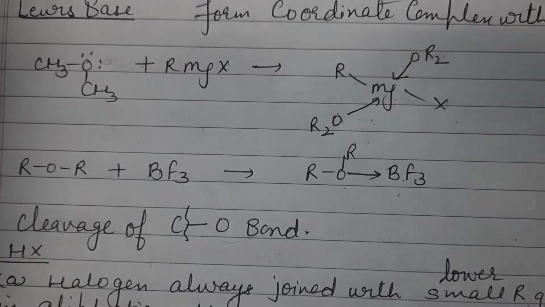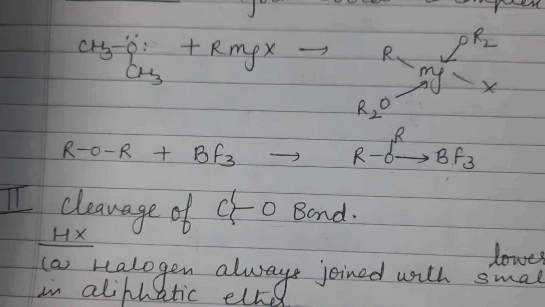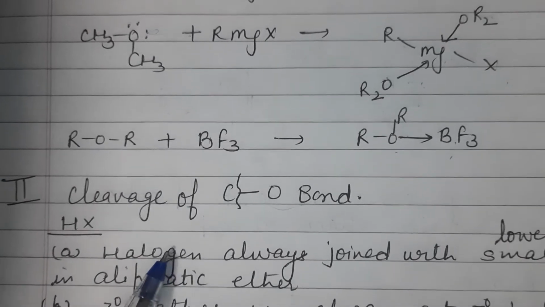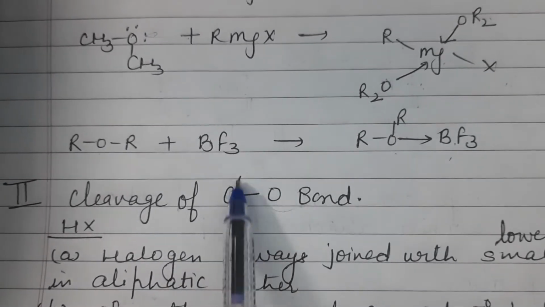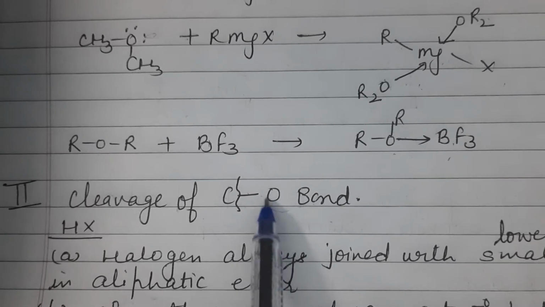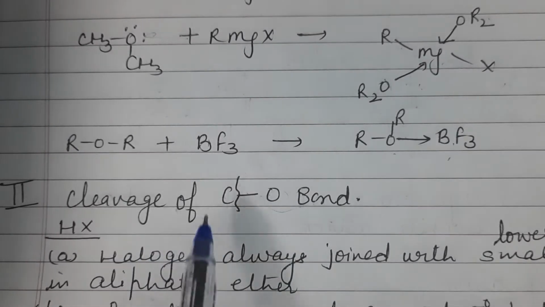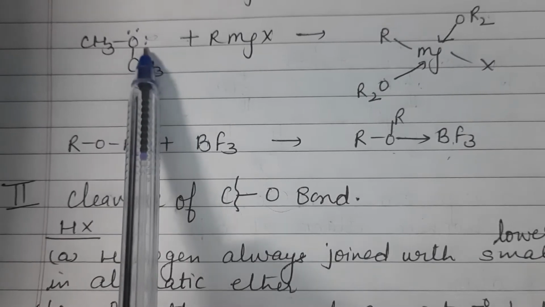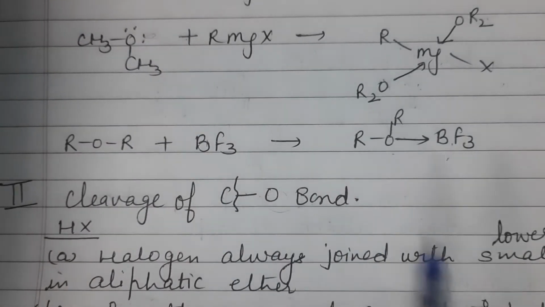Next, the second point is the cleavage of the C-O bond. Here the ether's C-O bond undergoes cleavage. First, the lone pair of electrons of the ether undergoes reaction. Here the C-O bond undergoes cleavage.